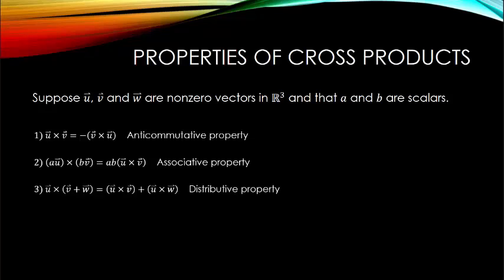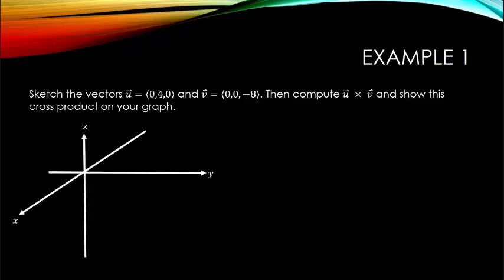The third property is the distributive property, where I have the vector u cross the sum of the two vectors v and w. This is the same thing as u cross v plus u cross w. There's another form of the distributive property, which is the fourth property we'll go over. The sum of u plus v cross the vector w is the same as u cross w plus v cross w. Keep in mind that the cross product is not commutative, it's anti-commutative. So let's work an example.